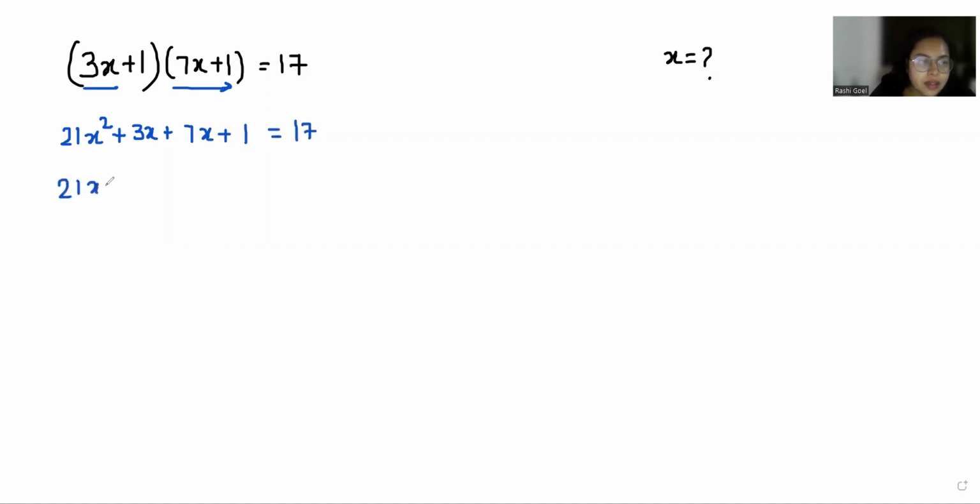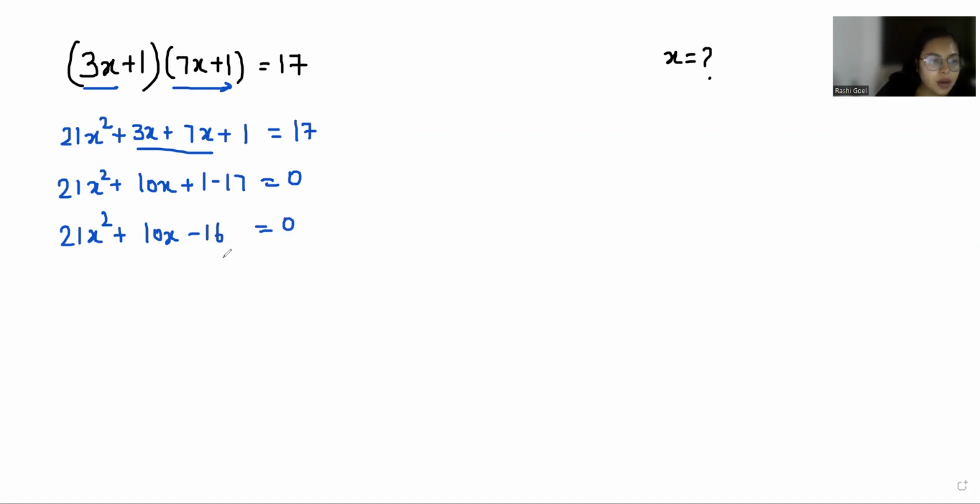So 21x squared plus 3x plus 7x is 10x, plus 1 minus 17 equals 0. So 21x squared plus 10x minus 16 equals 0. Now it looks like a quadratic equation, so we can do the middle term split method.